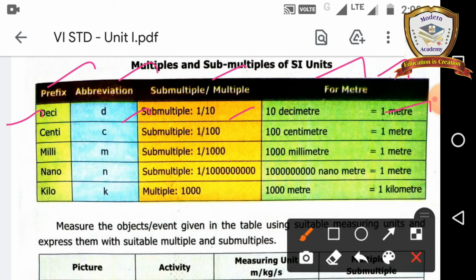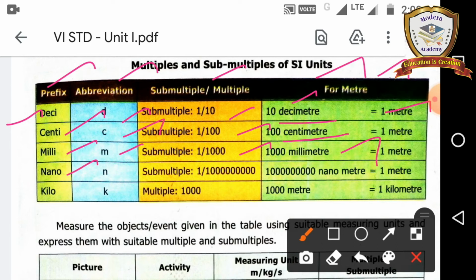Here 1 meter equal to 10 decimeter. Second one, centi, abbreviated as c, submultiple 1 by 100. So 1 meter equal to 100 centimeter. The next, milli, abbreviated as m, submultiple 1 by 1000. For the meter case, 1 meter equal to 1000 millimeter.